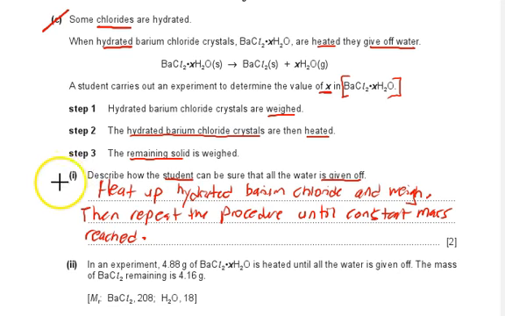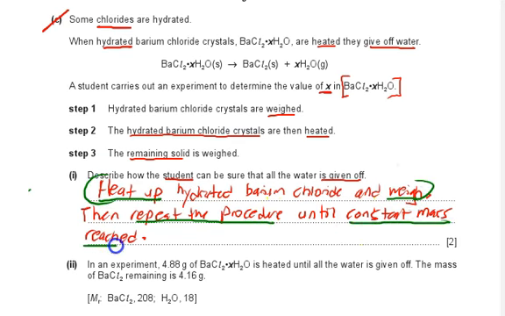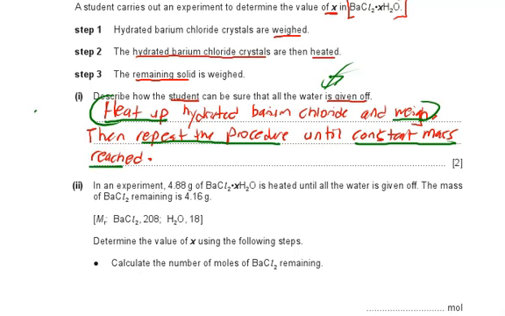Okay guys, this is my answer suggestion. So we heat up the hydrated barium chloride and then we weigh it. Then we repeat the procedure until it reaches a constant mass. So that's how we know all the water has been given off. Okay, so now we are going to do the calculation part here.